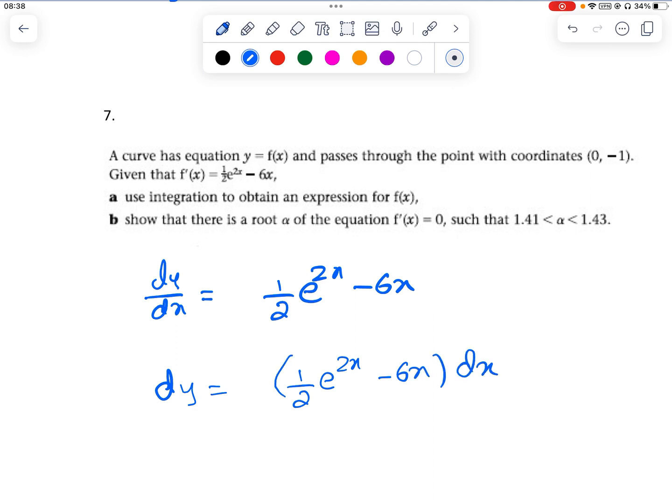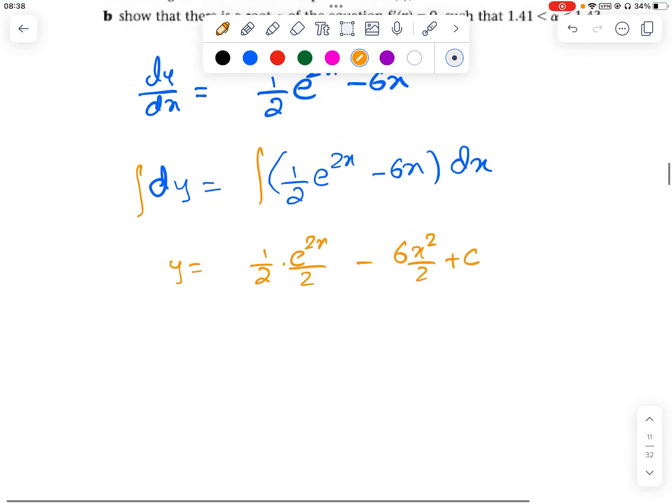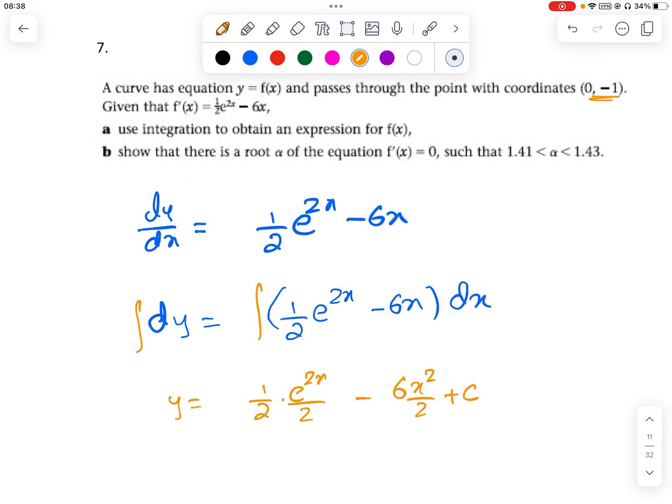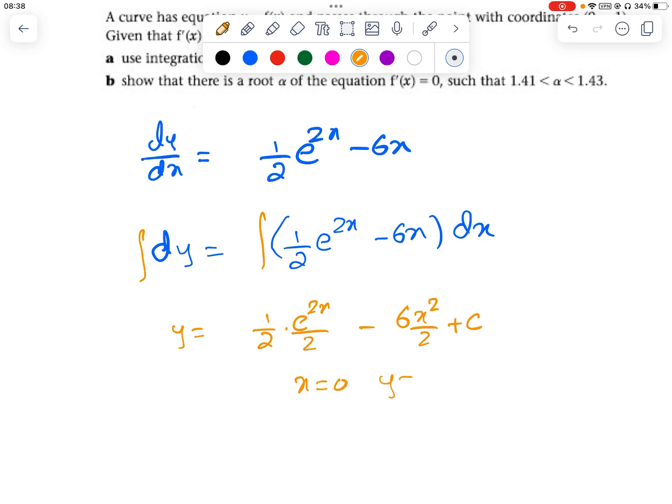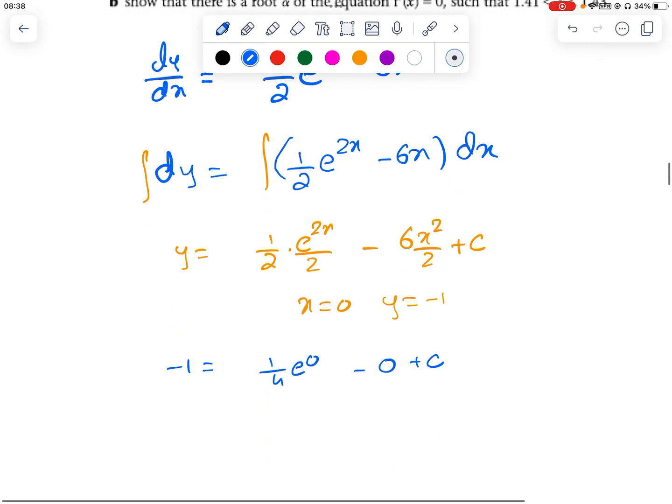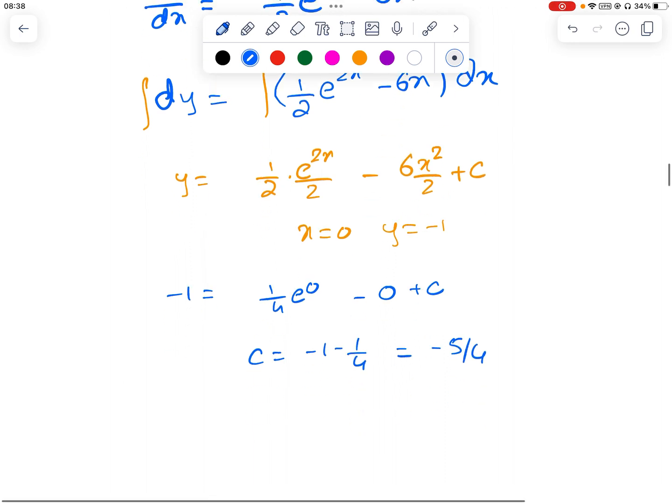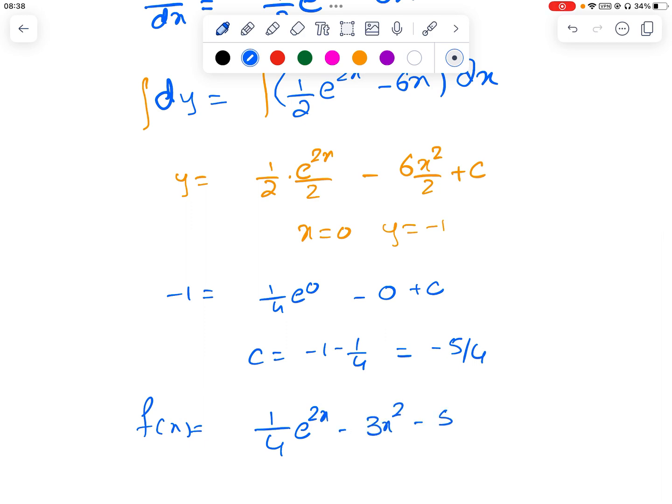What am I going to do? I am going to apply integral on both sides. So y equals 1 upon 2 e power 2x, integral is e power 2x upon 2, minus 6x integral is 6x square upon 2, plus c. Now he gave that x equals 0, y equals negative 1. So plug in that one. So negative 1 equals 1 upon 4 e power 0 minus 0 plus c. So that gives me the c value as minus 1 minus 1 upon 4, which is negative 5 upon 4. So what will be f of x? f of x will be 1 upon 4 e power 2x minus 3x square minus 5 upon 4.